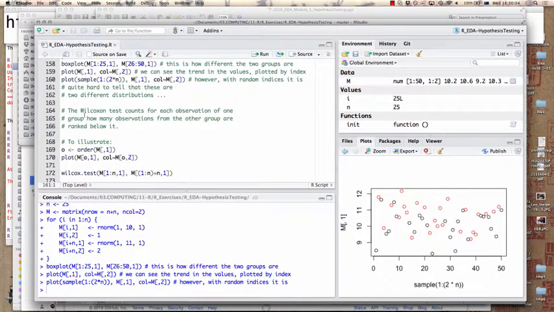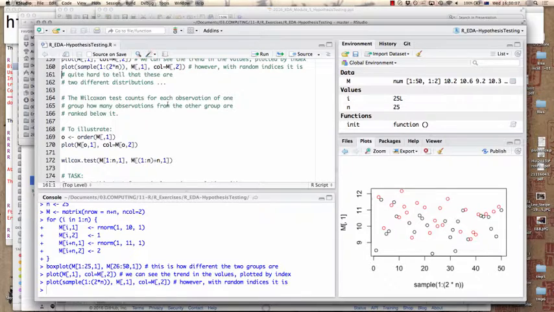Now, the Wilcoxon test works in the way that we count for each observation of one group how many observations from the other group are ranked below it. So whenever we have a black observation, we ask how many red observations are smaller than that black point. And for two equal distributions, regardless of what the distributions are, we would expect that for every observed point, there's an approximately equal number of observations from one distribution and from the other distribution below it.